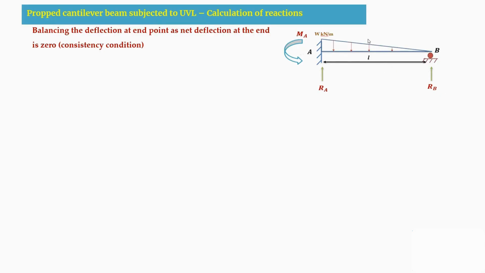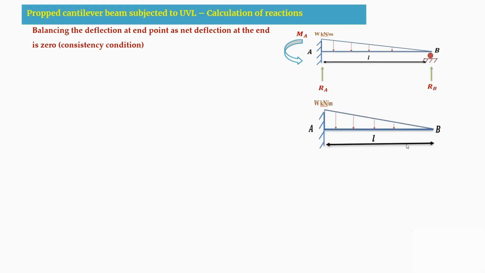Due to this UVL, we are going to have a downward deflection, and due to this reaction RB, you are going to have an upward deflection. Therefore, the net deflection at this point is considered as 0. So this is a consistency condition we are taking. You can see this figure.